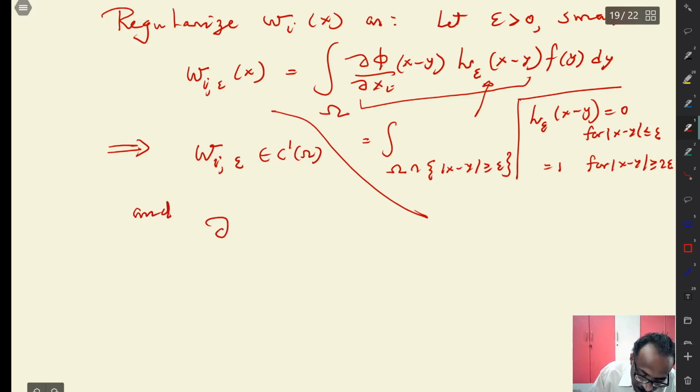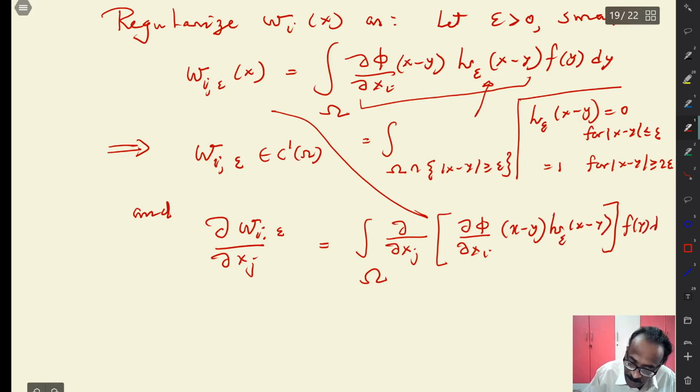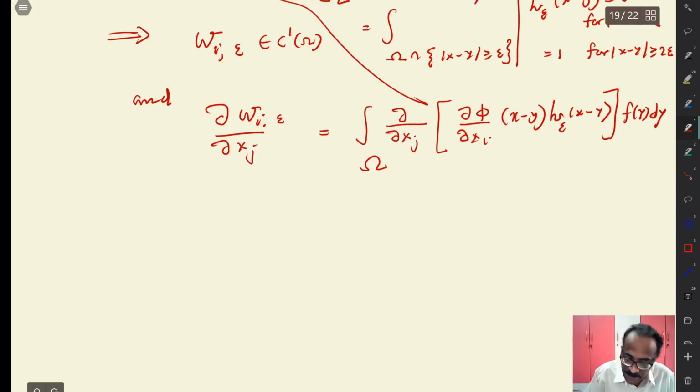And you can see that dwi epsilon by dxj, I can differentiate now. This is the integral over omega, and I can take d by dxj inside of dv by dxi of x minus y, and h epsilon of x minus y also depends on x, into f of y dy. So you can do that. Now look at this one, f is 0 outside omega. So this is the same as the integral over omega tilde, and in this integral there is no problem.